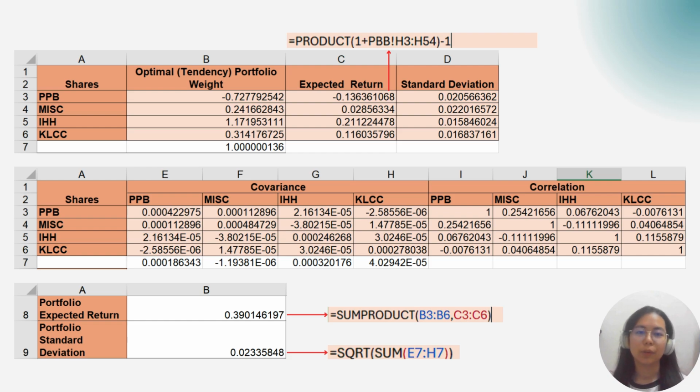We calculate the portfolio expected return using the SUMPRODUCT function in Excel. We multiply each stock's expected return by its portfolio weight and then add all of them together. We get the portfolio standard deviation by summing the cells E7 to H7 and then taking the square root of the sum. Finally, the portfolio has an expected return of about 0.39 and a standard deviation of 0.023.